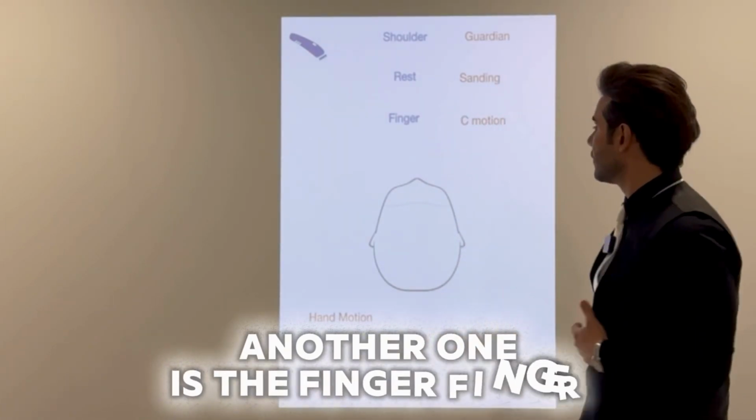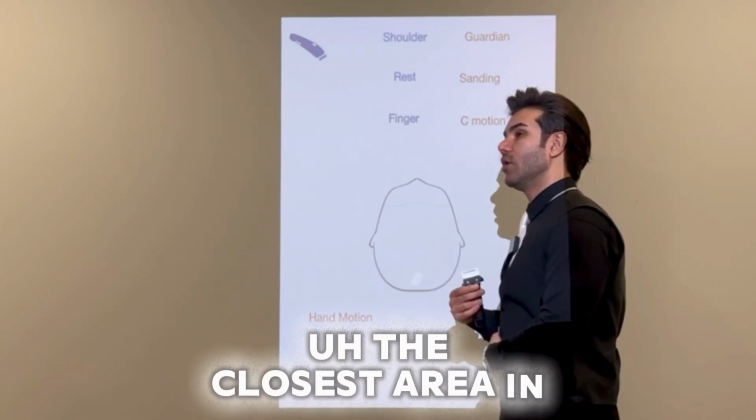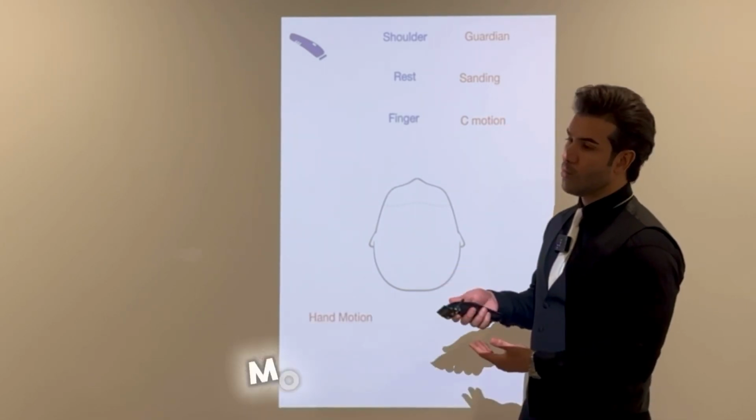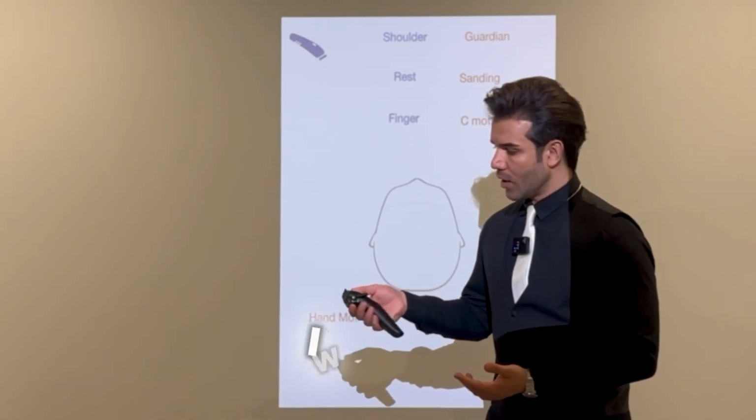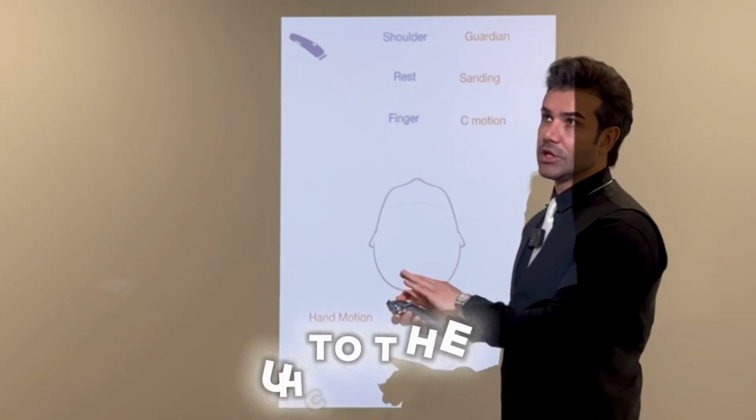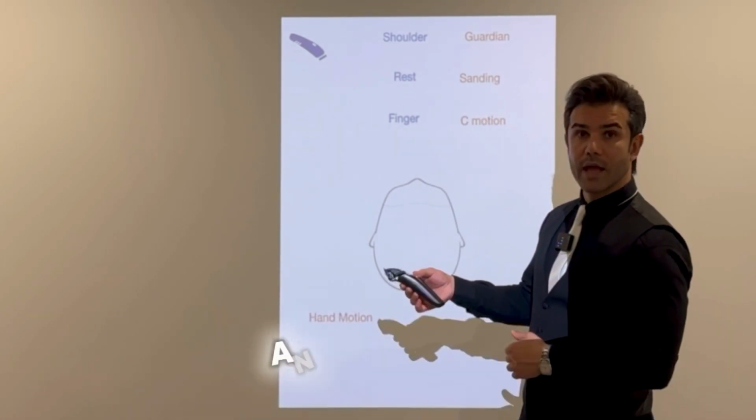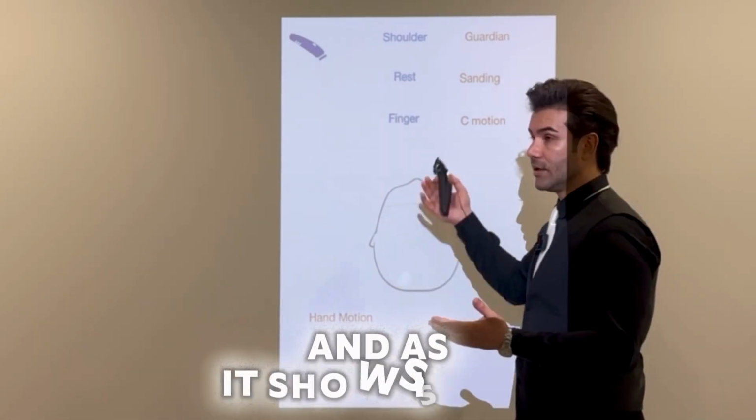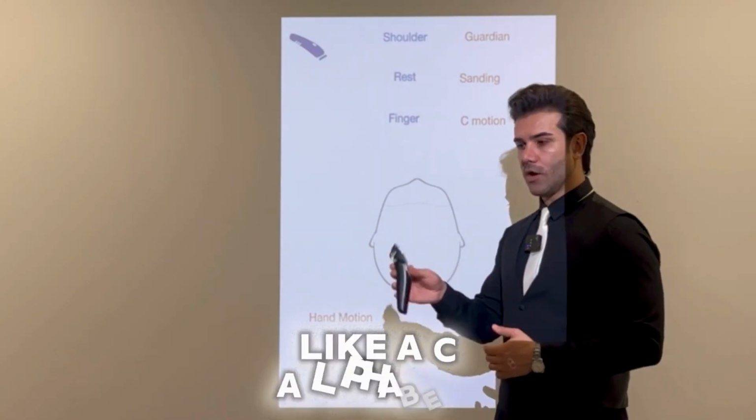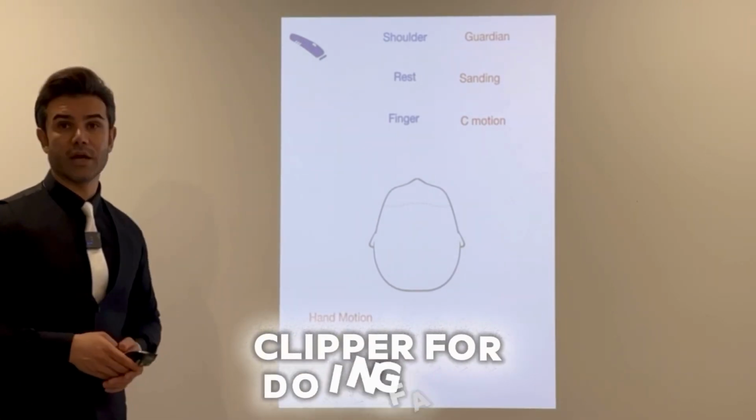Another one is the finger C motion, and this usually works for the closest area on the head, in the fade. If we are closer to the skin, we need more movement. The important thing is I won't hold the clipper close to the blades. I try to hold the clipper from behind, which is easier to move, and as it shows, this is the C motion. It means making the motion like a C alphabet. This is very important when we are using the clipper for doing a fade.